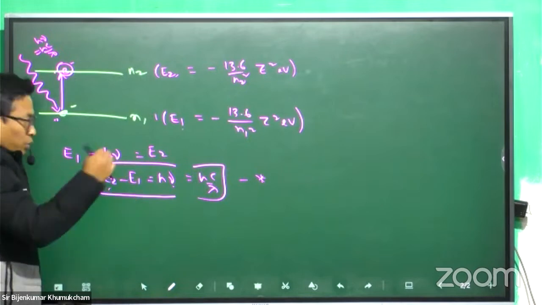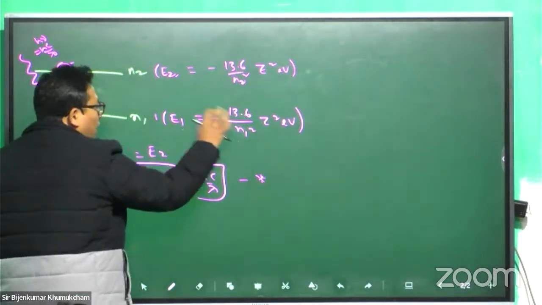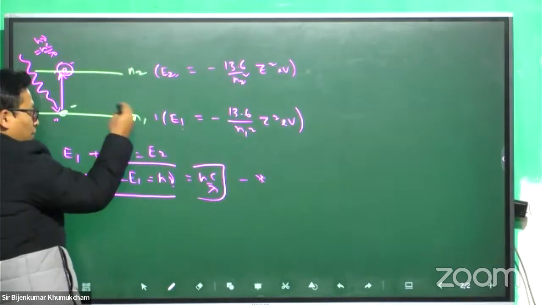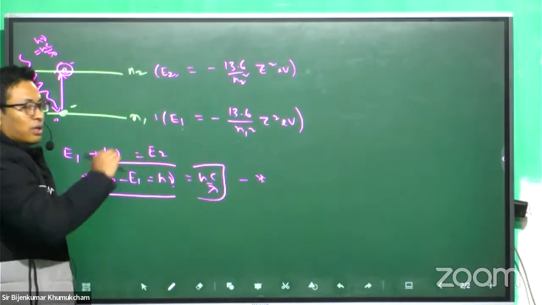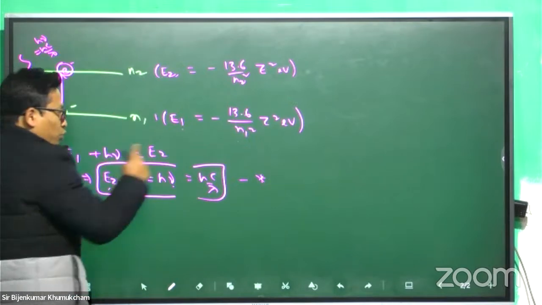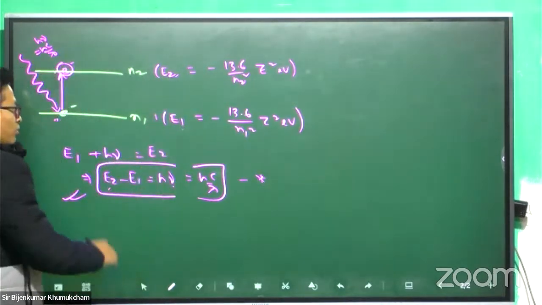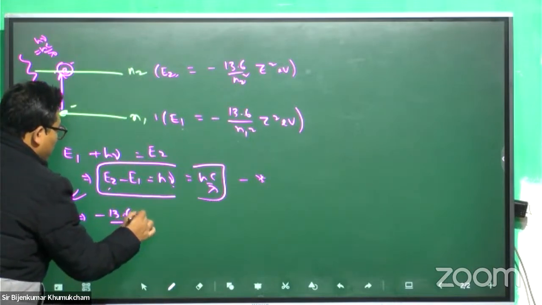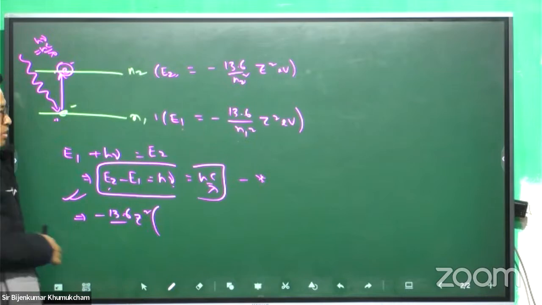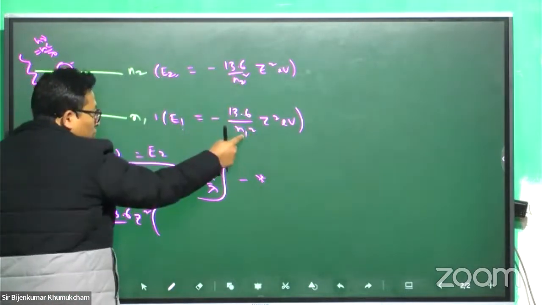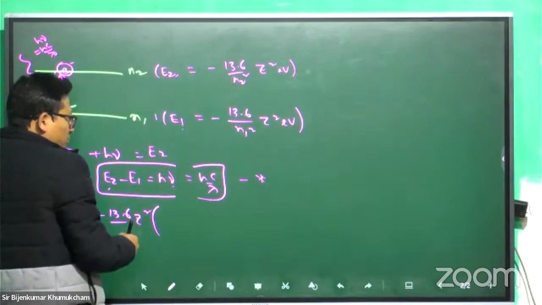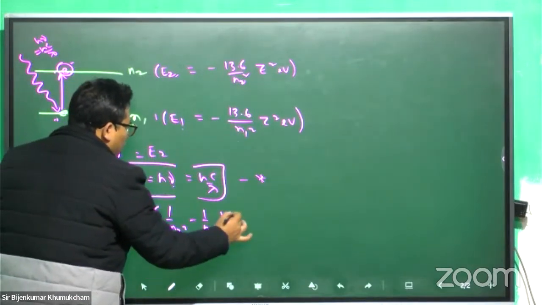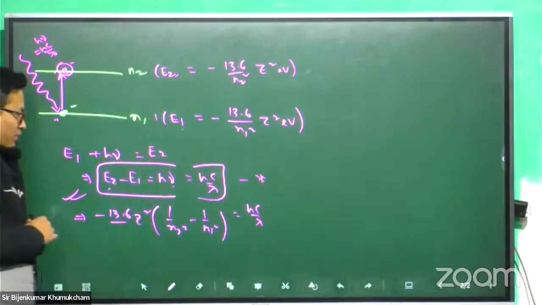We will derive this relation that energy at any orbit is nothing but minus 13.6 divided by n square, where n is the principal quantum number, into z square, where z is the atomic number. So the difference gives 13.6 z square times (1 by n1 square minus 1 by n2 square) equals h c by lambda.